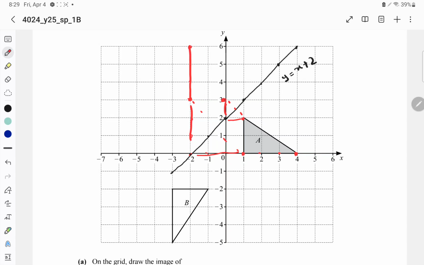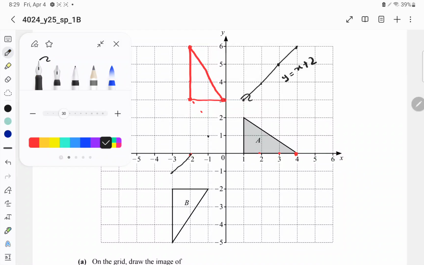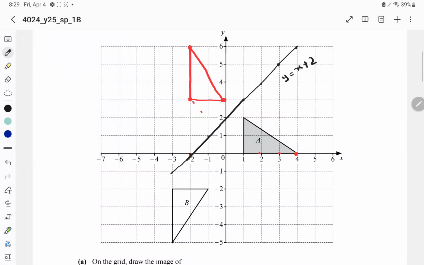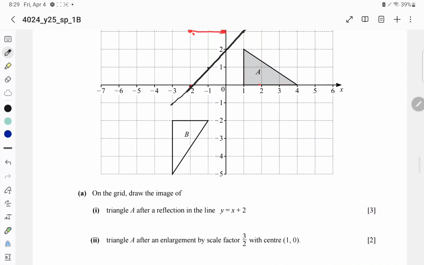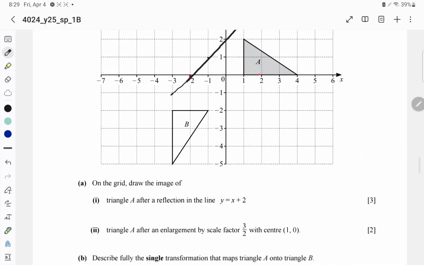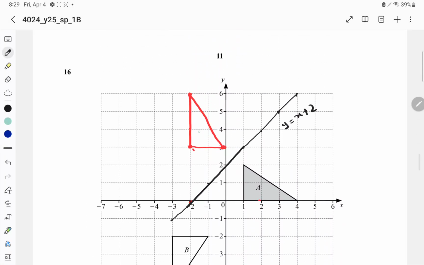So this is your image of reflection. This is your answer for this part. You can check it again if you want. This one, this one, and the other one as well. I just counted the boxes and then I drew it. So this was the image triangle A reflection in y equals x plus 2, the answer for part 1.